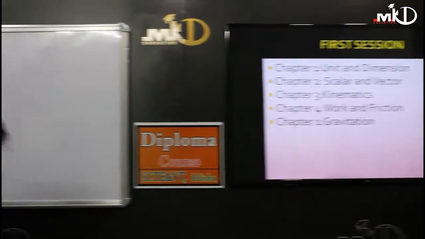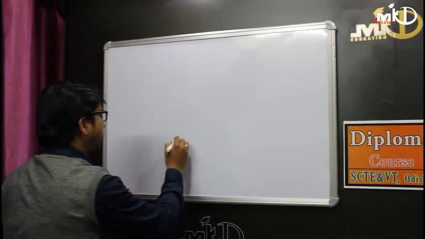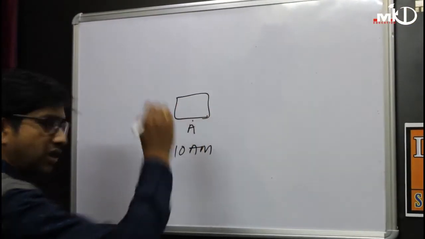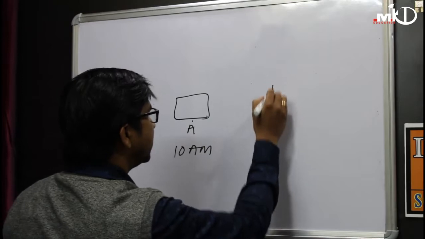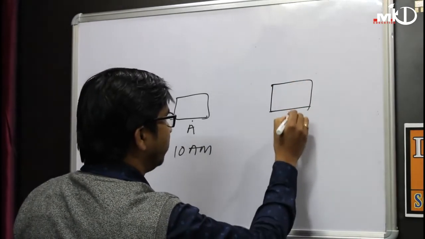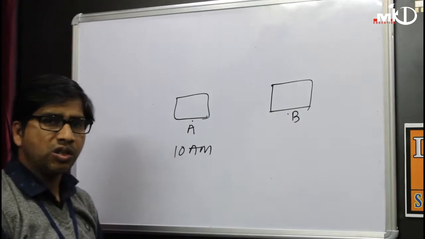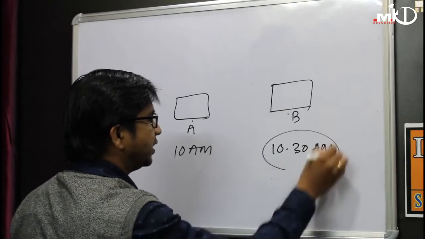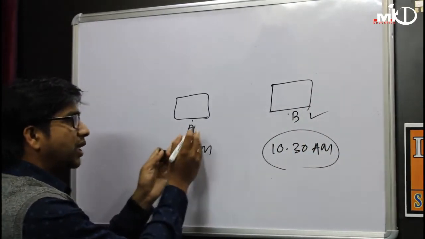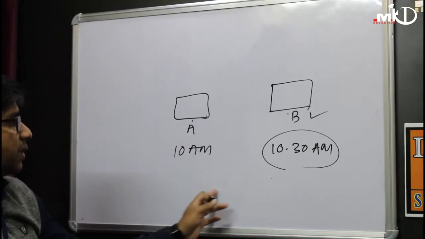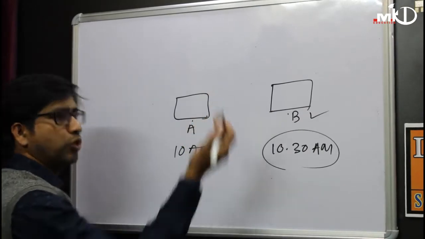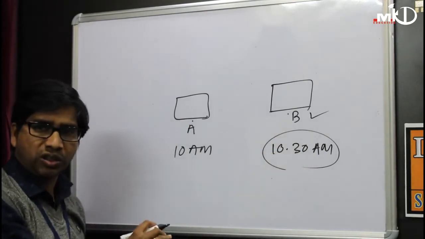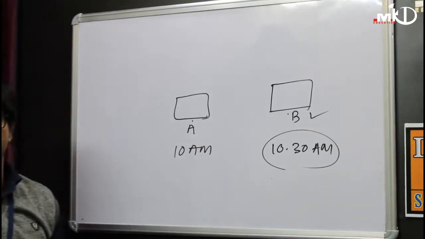For example, you observe that at 10 a.m. the position of the body is at A. And at 10:30 a.m. you observe that the body has changed its position to point B. That means the body has changed its position with respect to time, so definitely there is motion. If at 10:30 a.m. it has not changed its position, rather it is at the same point, then it is at rest, right?